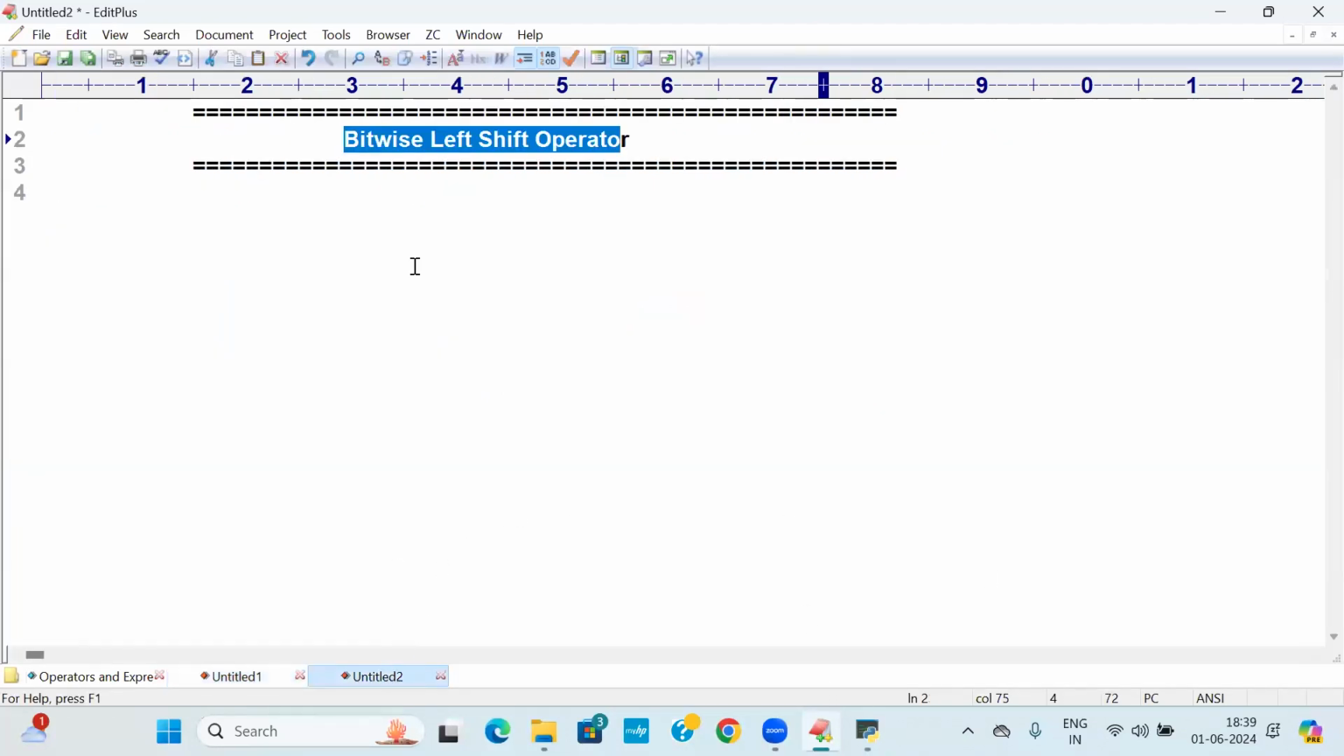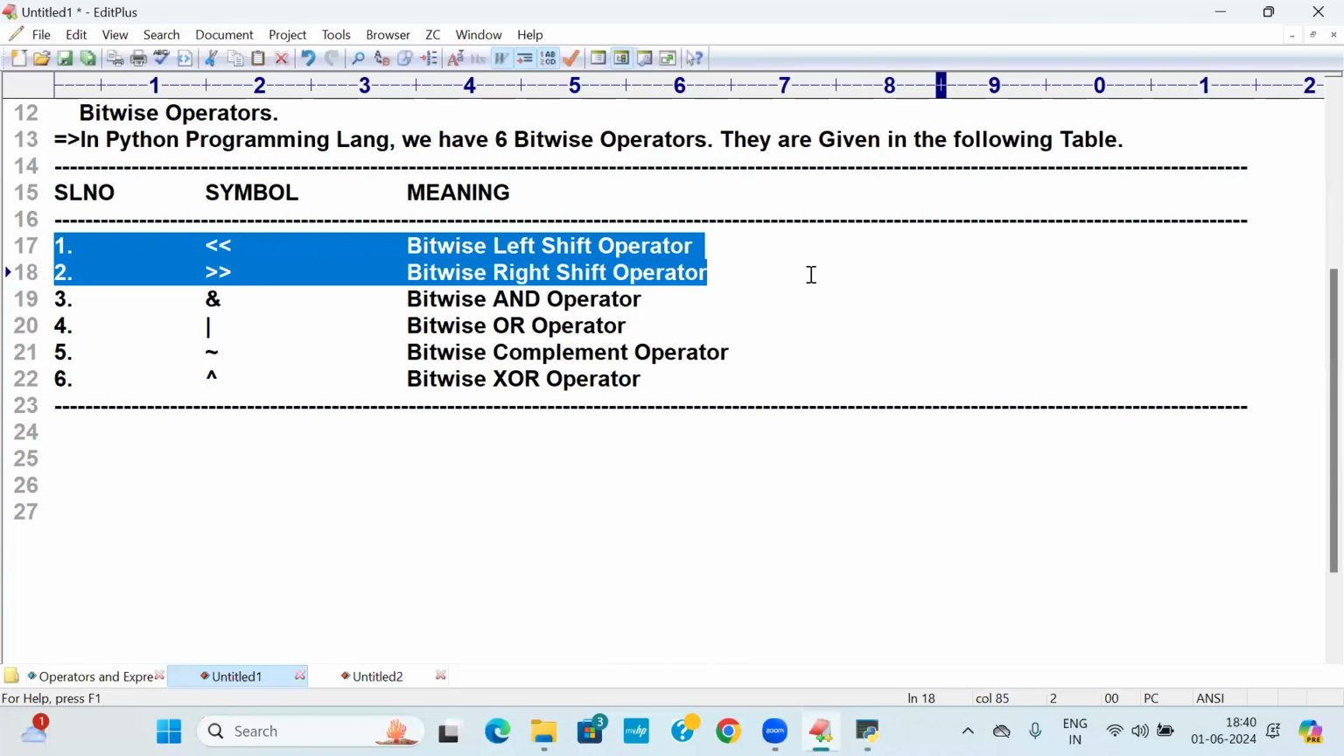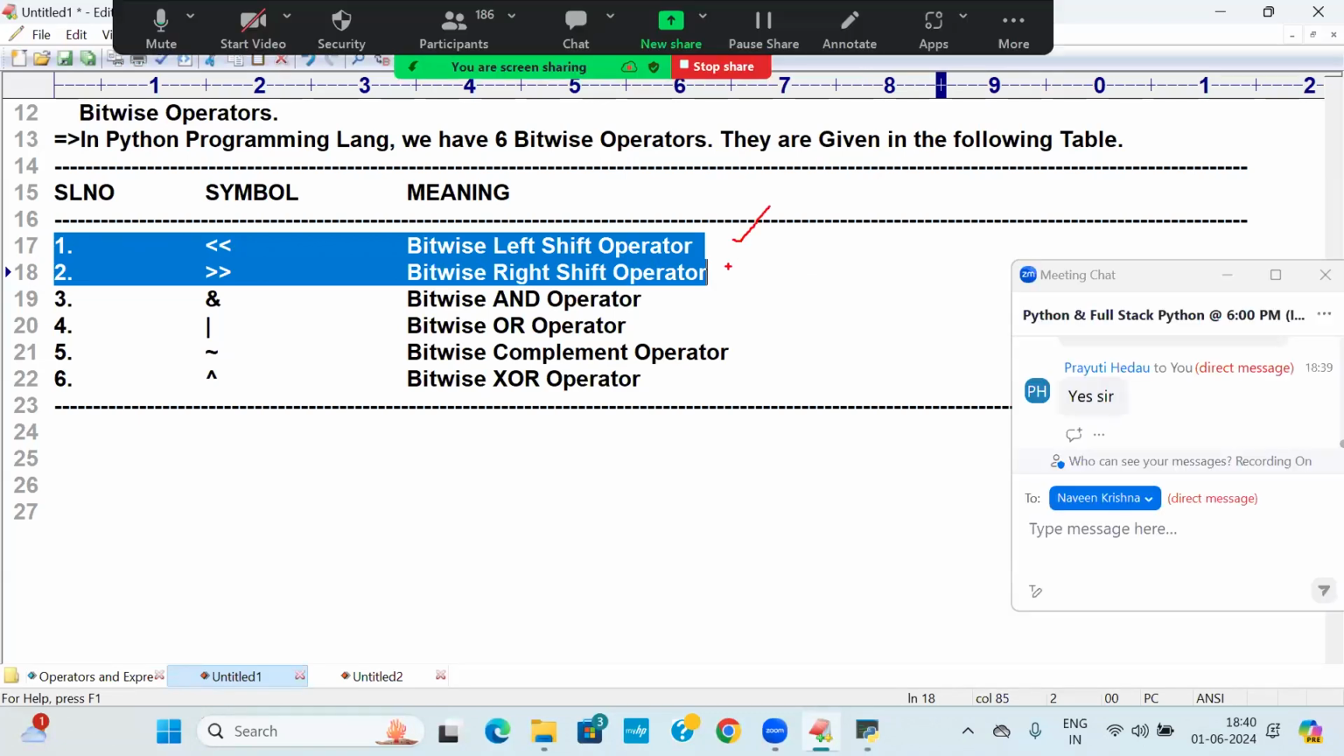Now I'm entering into the bitwise left shift operator, and I'll take the symbol like this. See, students, these first two operators: I'm not telling any applications now. I'm telling how they operate, how they work. Where I will use them, I will tell you later in the applications, very soon in the class.